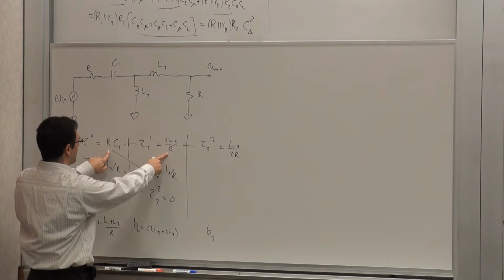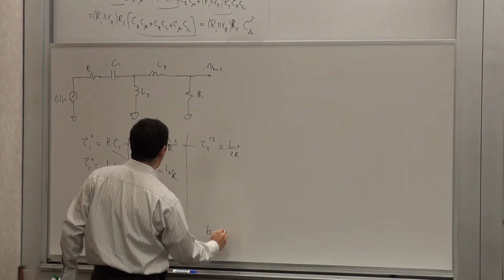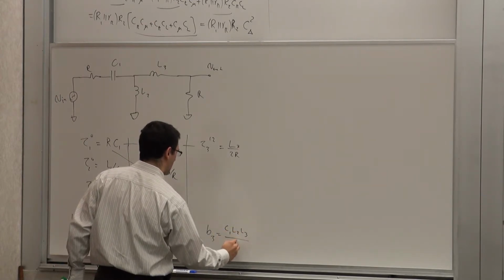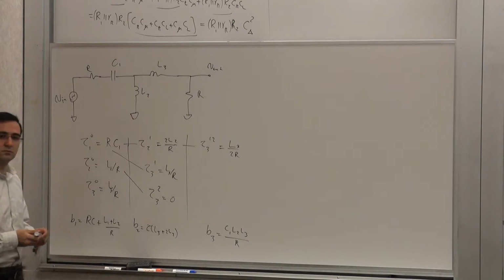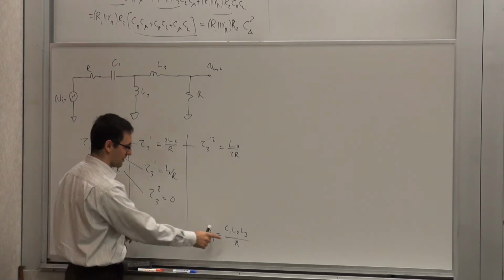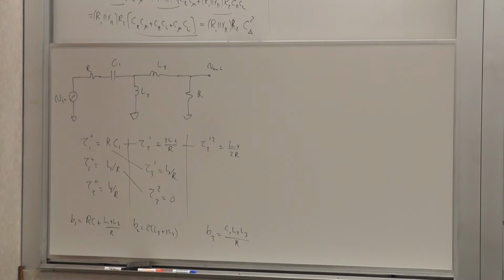The R's of these guys cancel. The 2's of those guys cancel. So I'm left with C1, L2, L3 over R. That's enough. Then I can write it as this times S plus this times S squared plus this times S cubed plus 1. What I want.